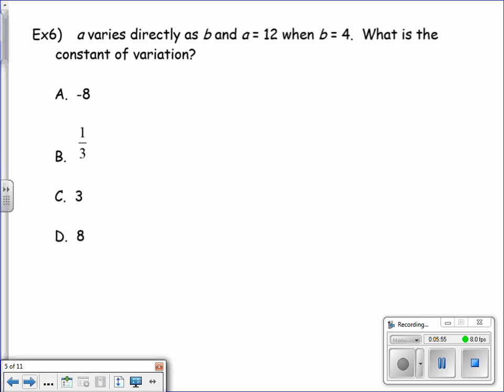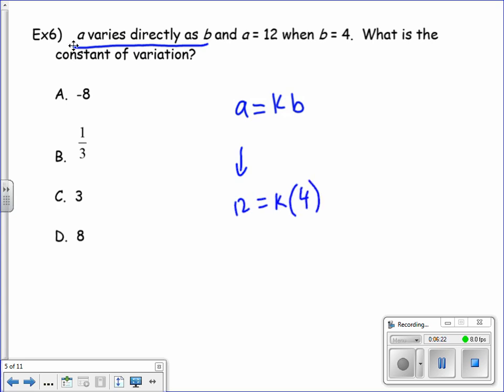In this question, A varies directly as B. So whenever you read this, you stop and you write it down. A equals KB. I always think, varies directly as, so I take my letter and I write equals K right away, and then whatever letter comes next. It says A is 12 when B is 4. So I'm going to put that in. 12, I don't know K, and this is 4. The problem is just asking me what's the constant of variation. So divide by 4 on both sides, get 3.